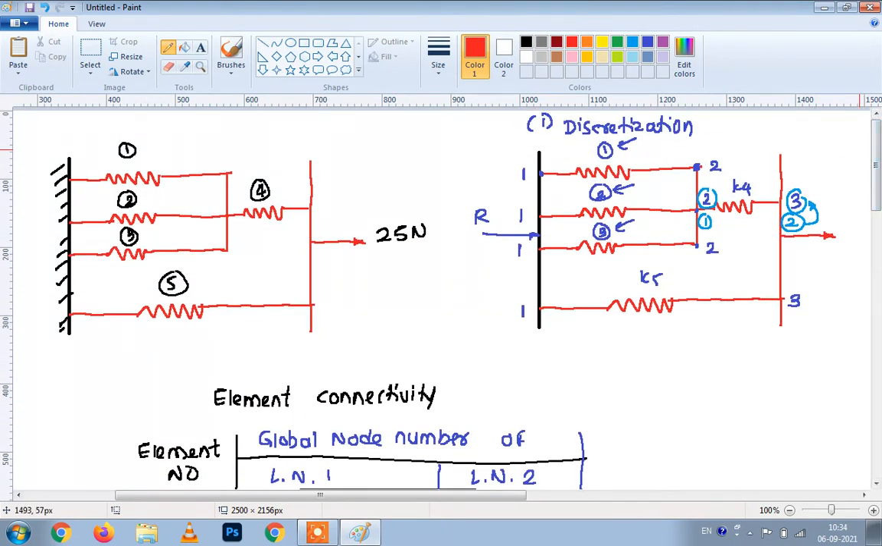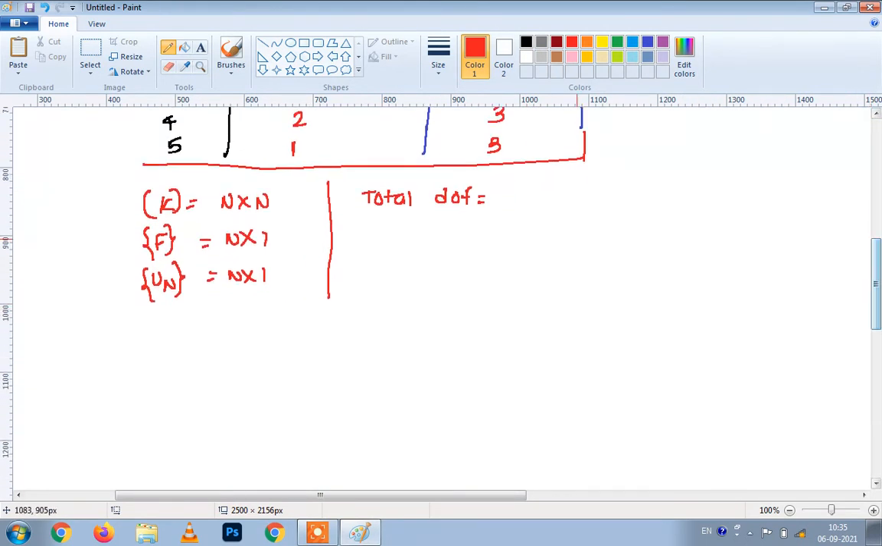Degree of freedom per node. As this is a 1D problem, degree of freedom per node will be 1 into number of nodes. If you observe here, the number of nodes are 1, 2, 3 only. So the total degree of freedom is 1 into 3, which is nothing but 3. So, total degree of freedom for this assembly is 3. These dimensions we will get as 3 into 3, 3 into 1, and also 3 into 1.